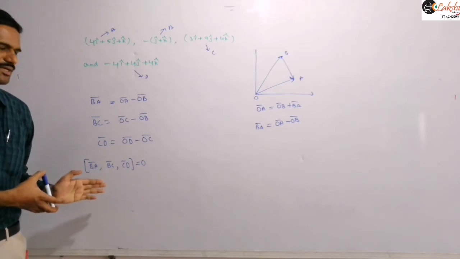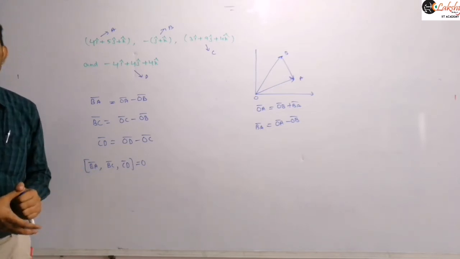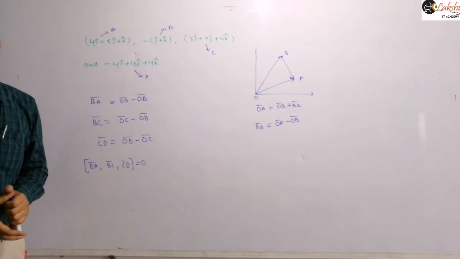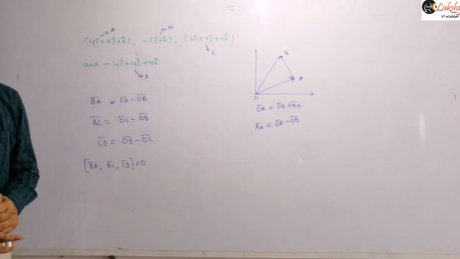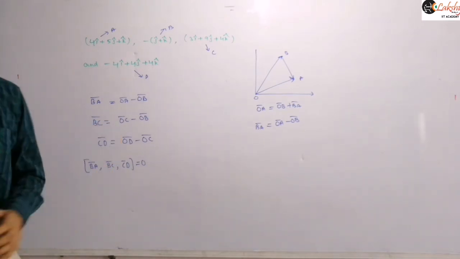That means the determinant of these three vectors should be equal to 0, right? Then you can conclude that those 4 points are coplanar points. You can conclude there. So solve this problem.